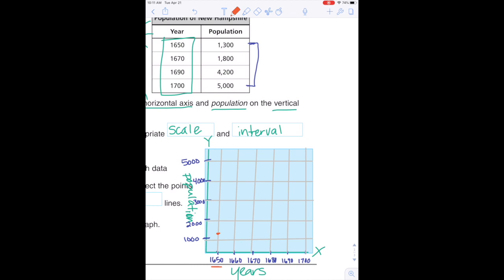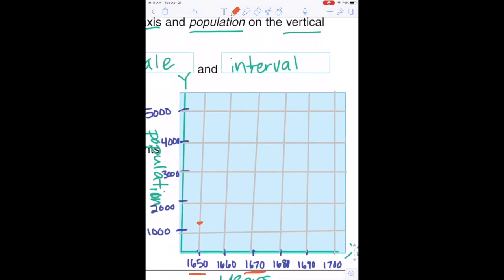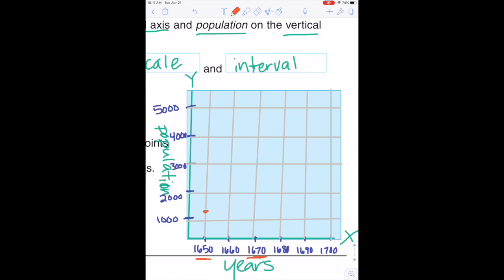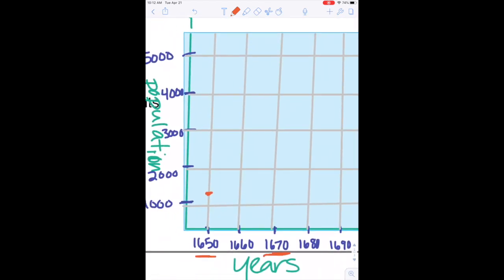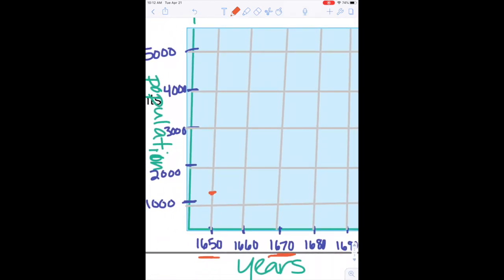The next year we have, careful, is 1670. So we're jumping ahead a little, and we have to go to 1,800. So again, it's lower than this 2,000, so it's going to be right around here. So let's go ahead and put it... Oh, that's not what I meant to do. So let's go ahead then and put it right here.